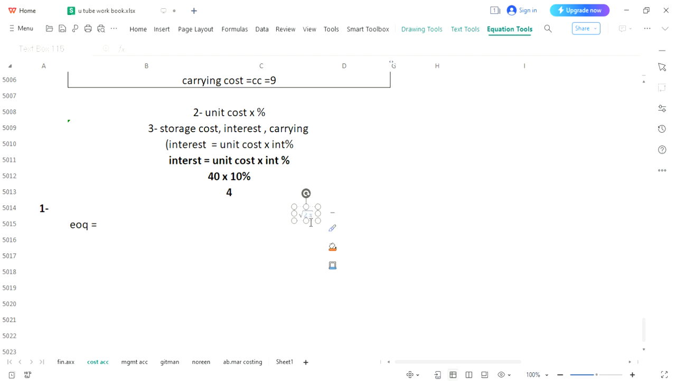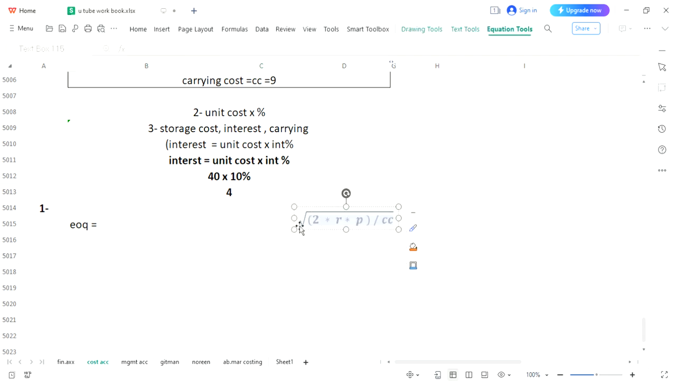Multiply by R, multiply by P, put a bracket and divide by CC, and now we can change the size. So we have a formula. Please understand it. 2 would be multiplied with R. So instead of this X, we can put multiply direct: 2 multiplied by R multiplied by P divided by carrying cost.